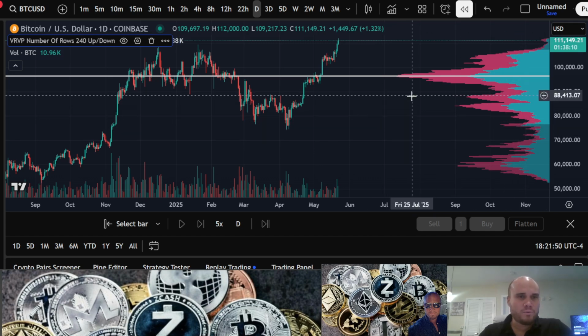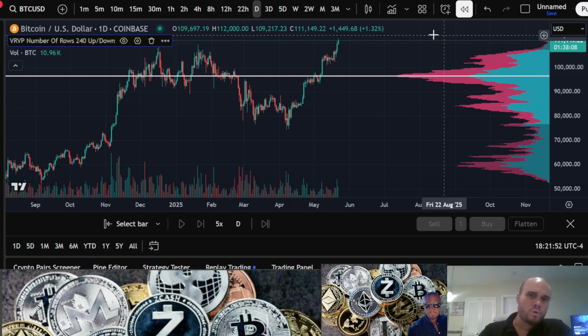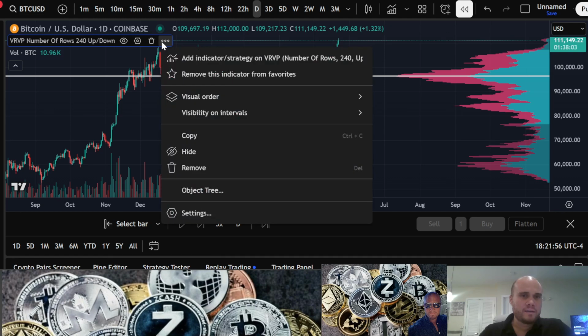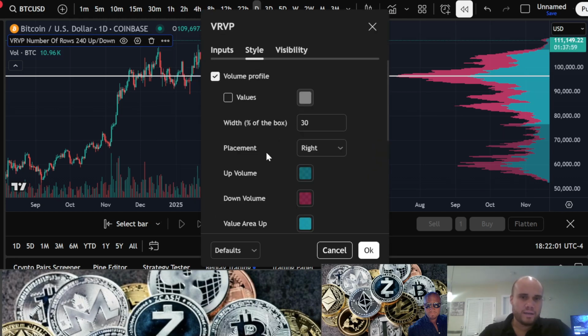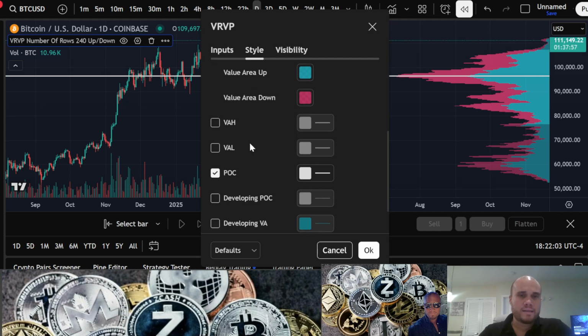Okay, so that's what you have to do first, but we're still missing the value area high and the value area low. Okay, so I go back into settings here, I go over to style, okay, and I want to go down to where it says VAH. The VAH is your value area high.